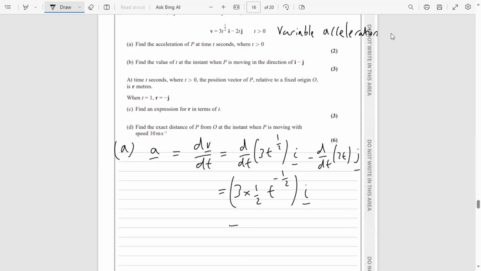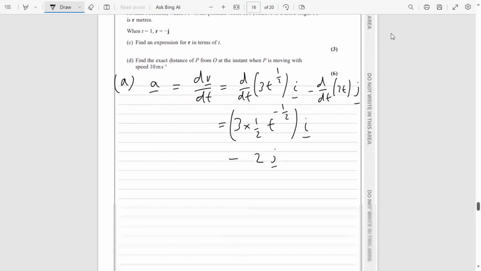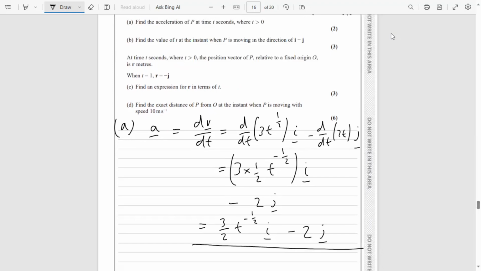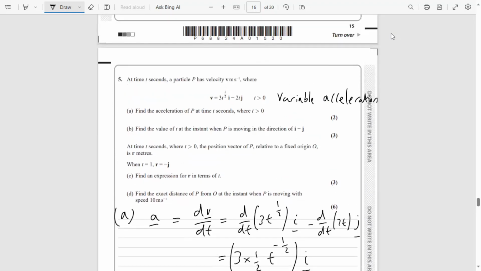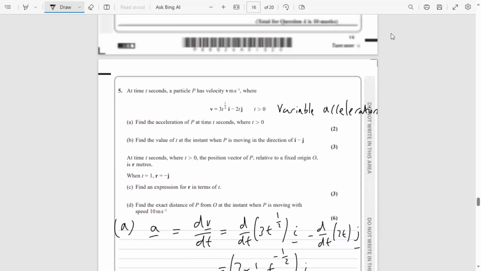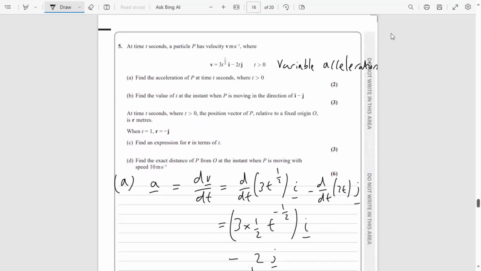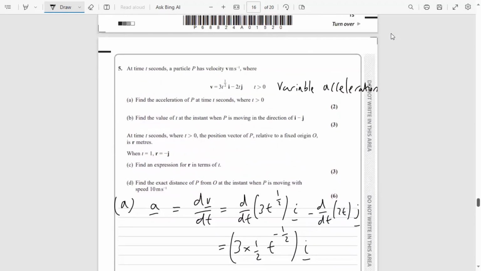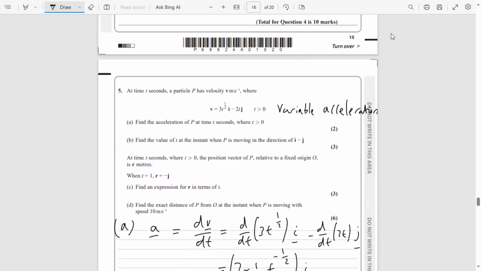And then in our j direction, take away, the derivative of 2t is 2, so 2j. So then what we get is 3 times a half, which is 3 over 2, times t to the negative a half in the i direction, and then take away 2j in the j direction. So that would be our acceleration there. And again, acceleration is a vector, so our final answer will be a vector. Now, if you had a question which asks you for the magnitude of acceleration, then you would use Pythagoras to find the magnitude.